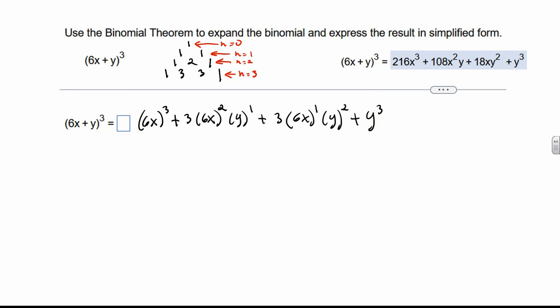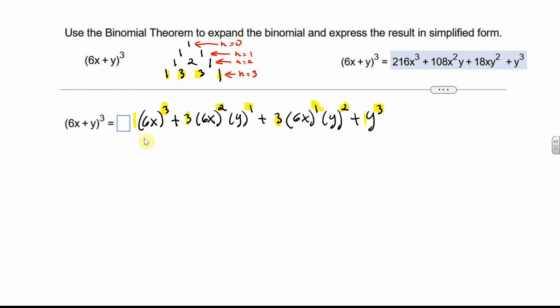Look at all the powers for each term, the sum of the powers for each term must add up to 3. So I see 3, 2 plus 1 is 3, 1 plus 2 is 3, and 3. That's good. For the first term, 6x, the powers go down: 3, 2, 1, no more 6x. For y, the second term, the powers go up: y to the 0, y to the 1st, y to the 2nd, y to the 3rd. And then also look at the coefficients. They're supposed to be 1, 3, 3, 1. 1, 3, 3, 1. All right? We got everything there. So now I can just write it out.